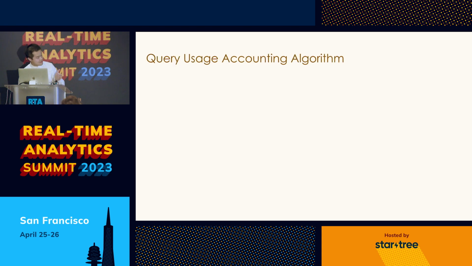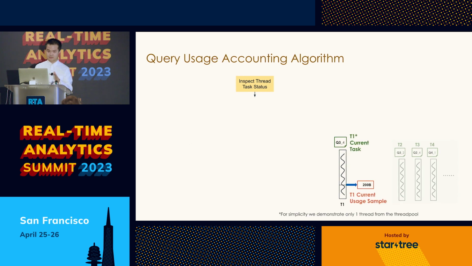All right, let's dive deeper into the stats aggregation algorithm. This part is a little more complicated, but I'll try to simplify it using a minimum example here by looking at only one thread. So the same logic will get applied to all other threads in the thread pool.